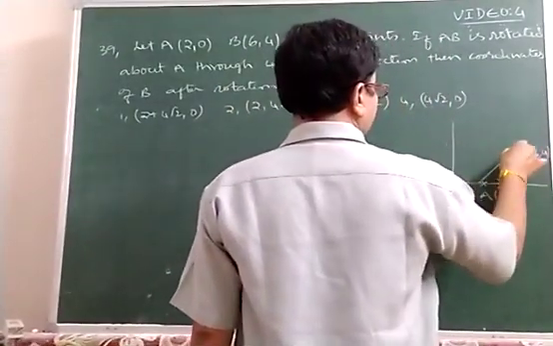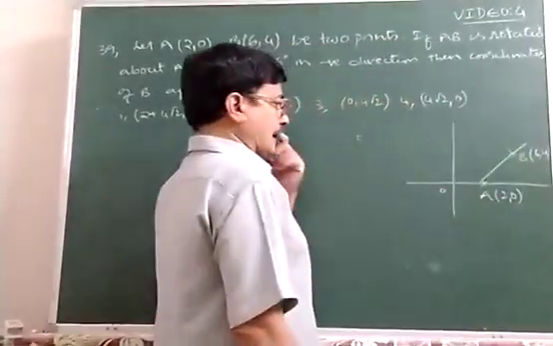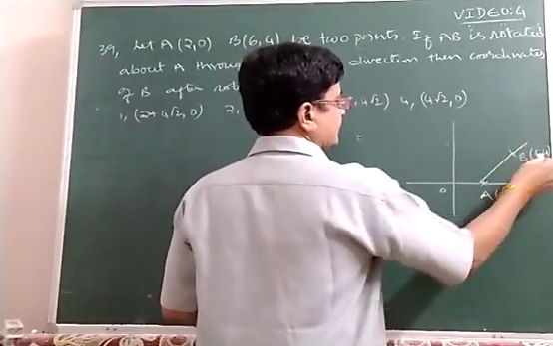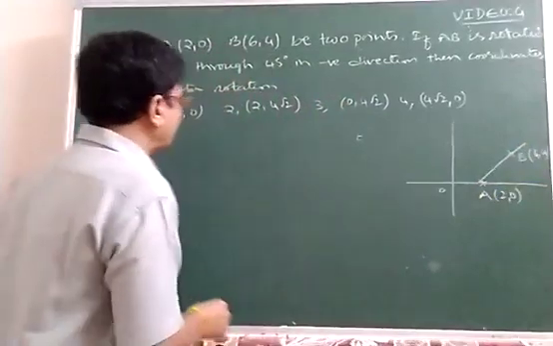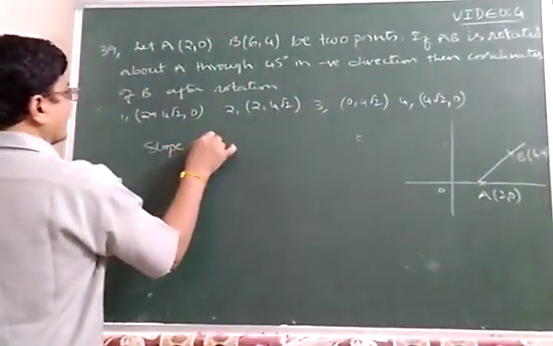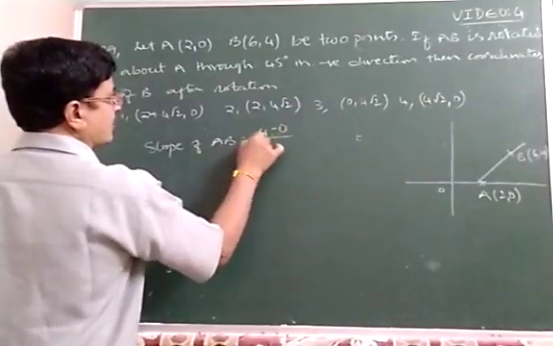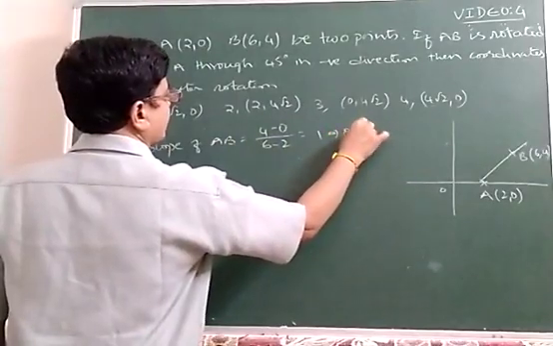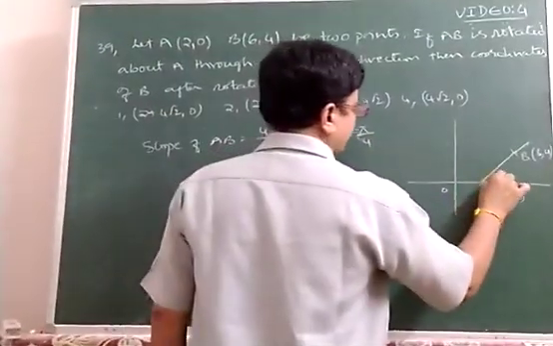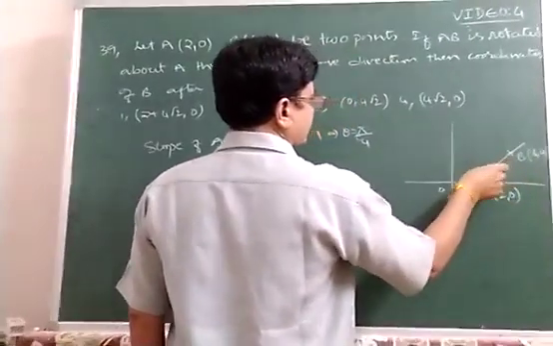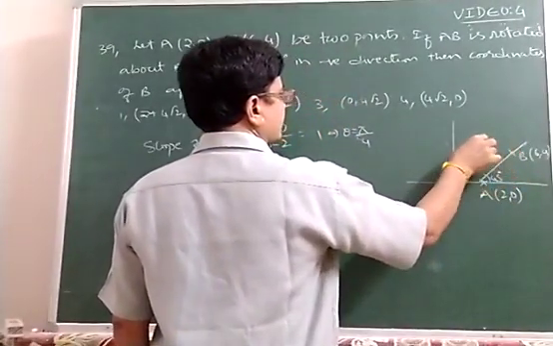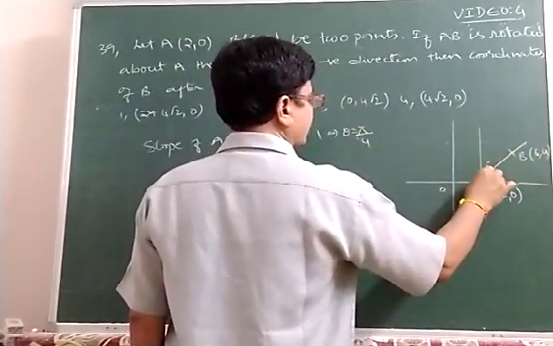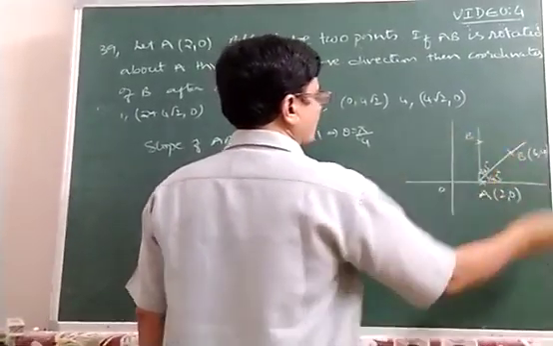First of all, we find the angle made by the line AB with the x-axis. Slope of AB is equal to 4 minus 0 by 6 minus 2, which is equal to 1. That implies theta is equal to 45 degrees. This is 45 degrees. Then B moves through an angle of 45 degrees. Then it is a transformed point.